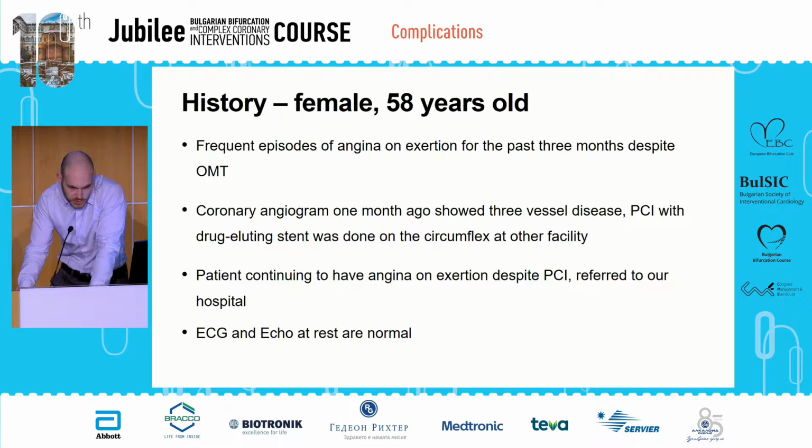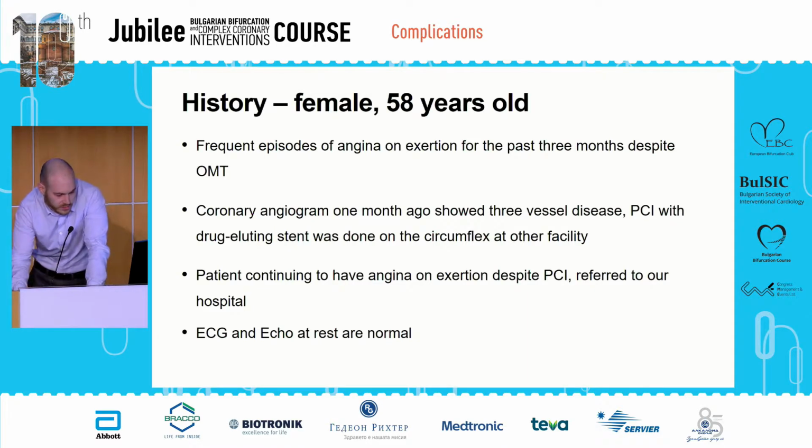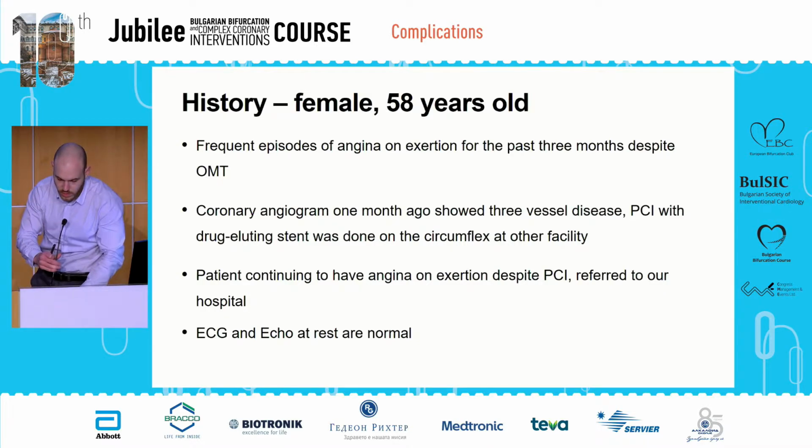The first case is about a 58-year-old woman who had typical angina on exertion despite OMT. She went to a hospital with PCI facility. They did coronary angio and found three-vessel disease and did a PCI of the circumflex artery with implantation of one drug-eluting stent. But the patient did not have any improvement of her symptoms, so she was referred to our clinic for further evaluation. The ECG and echo at rest were normal.